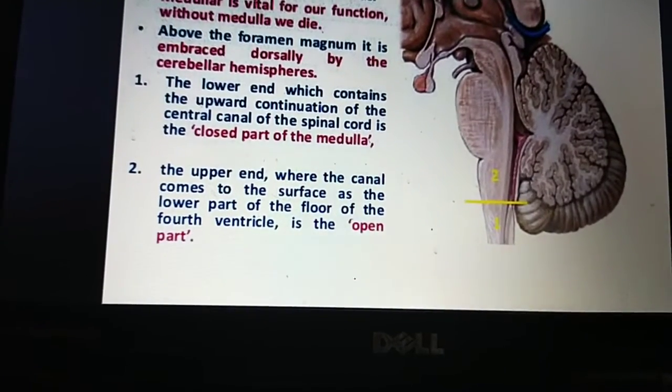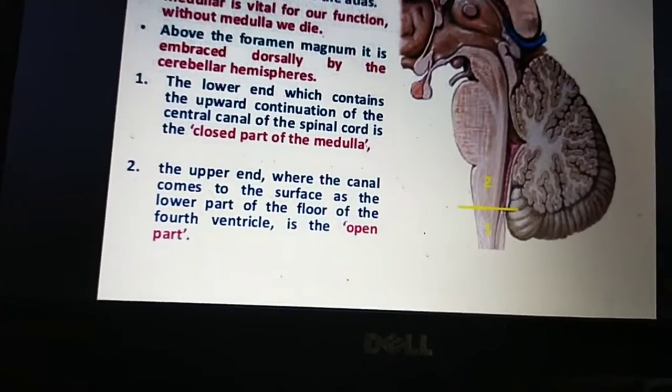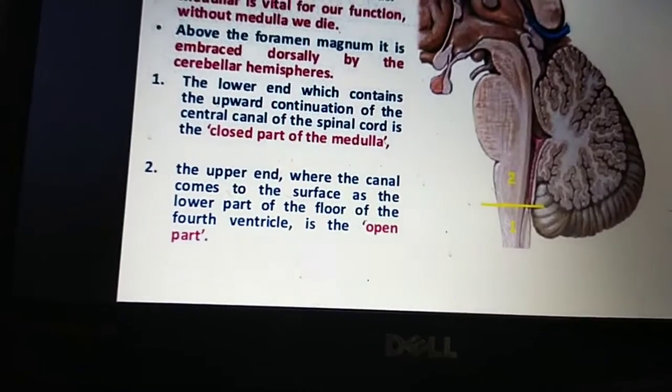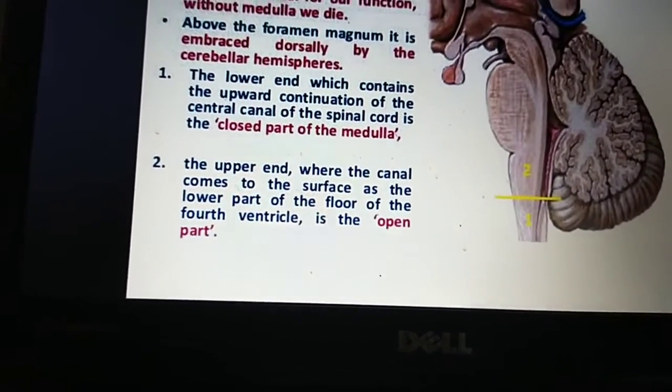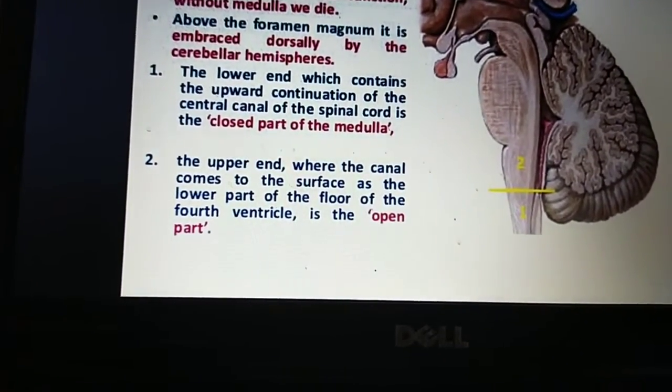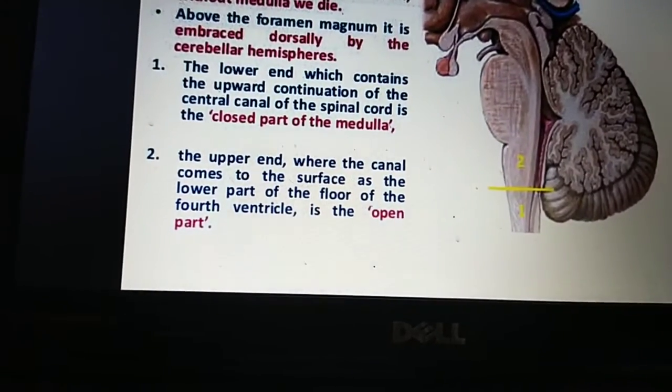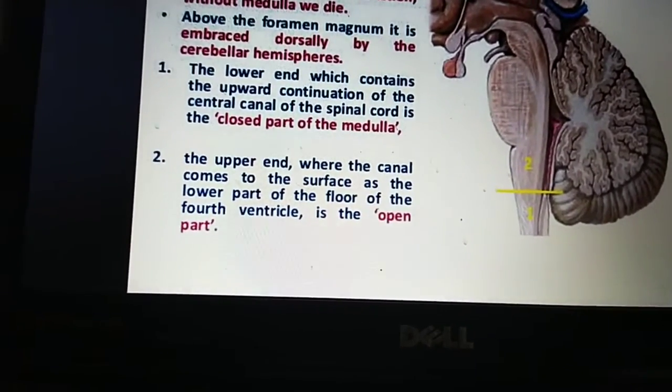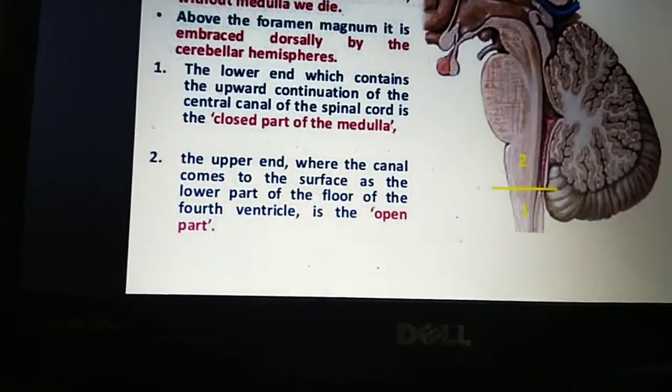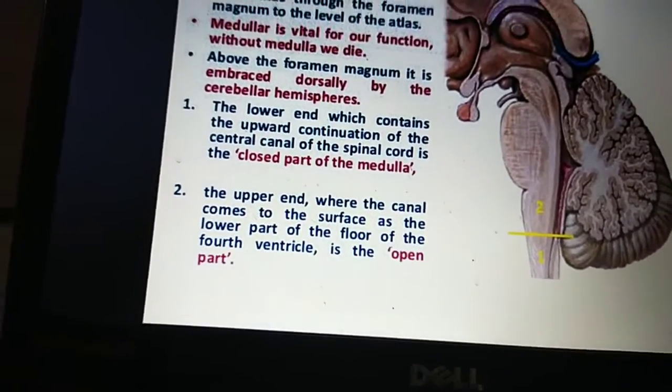If the medulla oblongata is injured, most of the time the patient dies of respiratory failure. That's why in a cervical cord injury, the patient maintains the cervical posture. That's why it is very important when shifting the patient from one place to another.